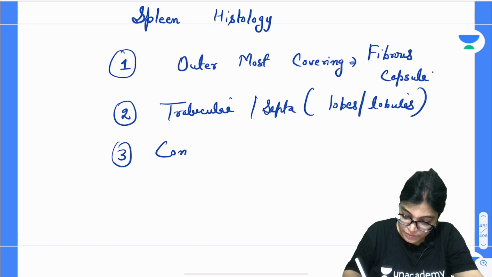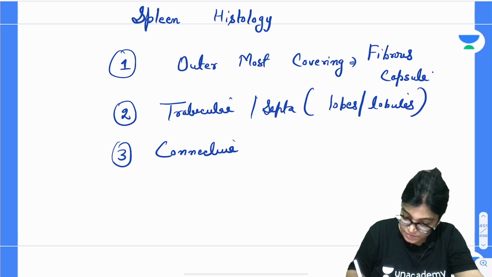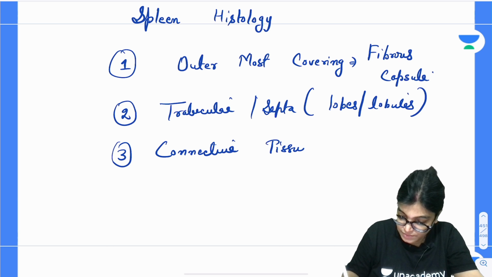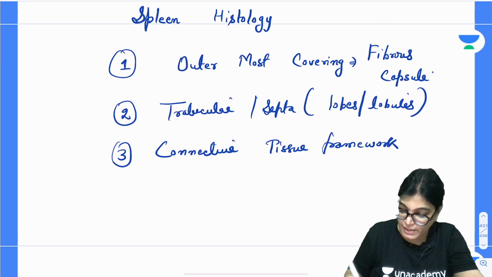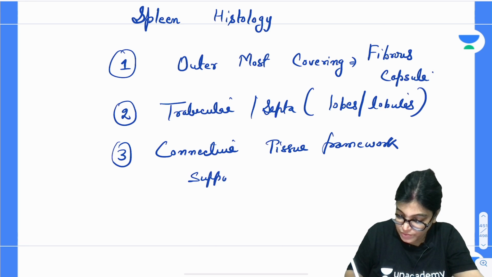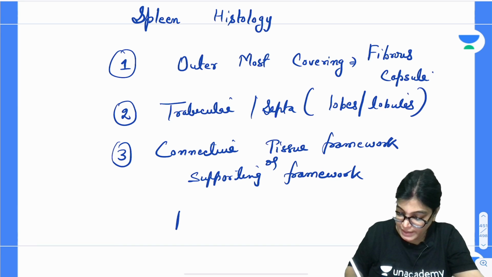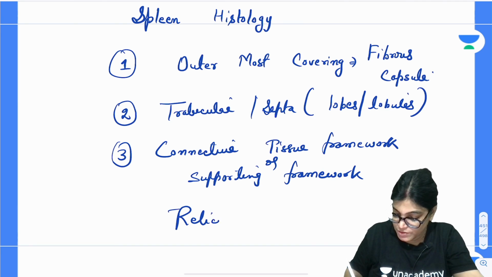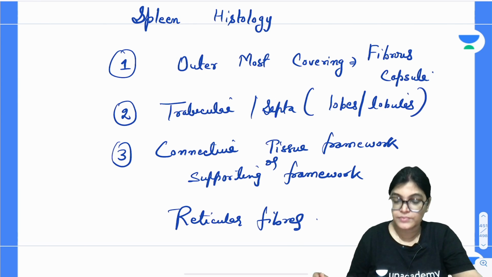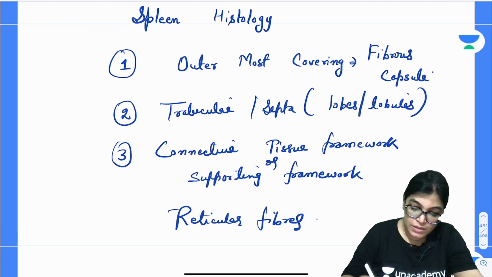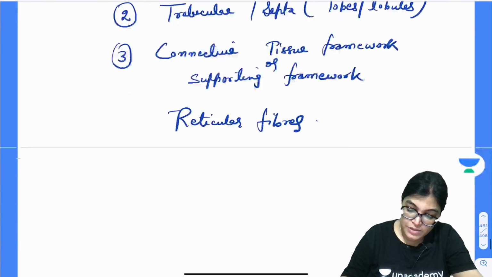Connective tissue framework, or supporting framework, is formed by reticular fibers. It is given by which fibers? Reticular fibers. Now, basically let us move further.